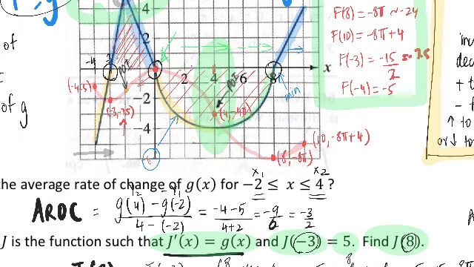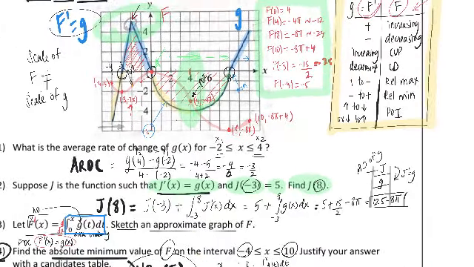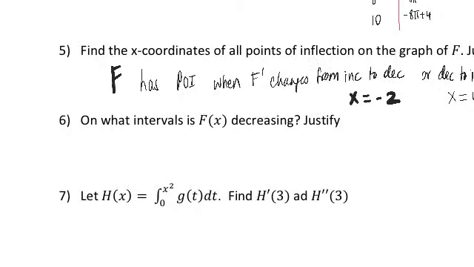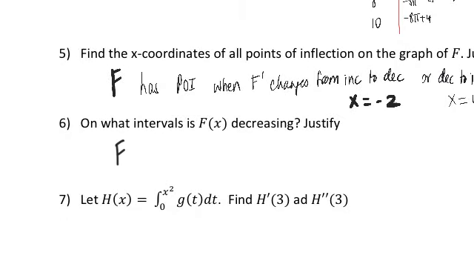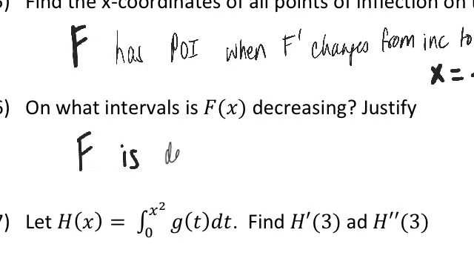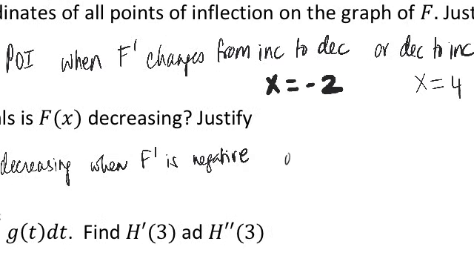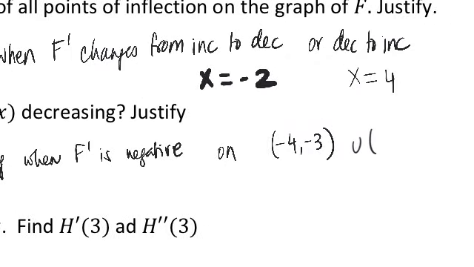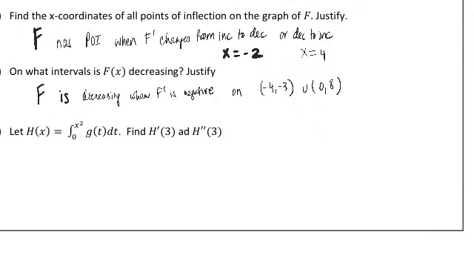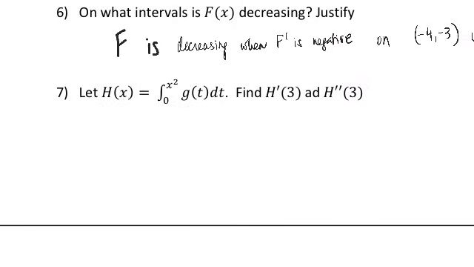So if you drew the antiderivative correctly, then everything should line up. Okay, on what intervals is big F decreasing? F is decreasing when F prime is negative, and that happens on -4, -3 union 0 to 8. Okay, so that's just looking at the graph and seeing where the F prime or the G graph is negative.